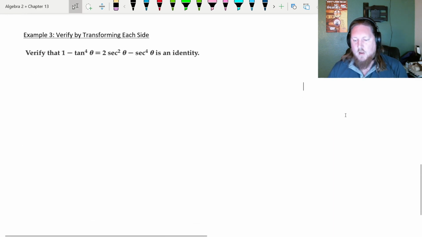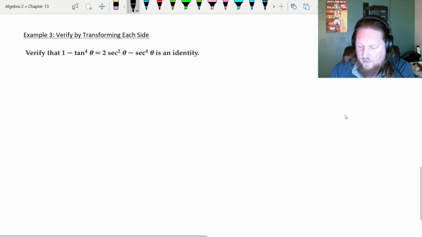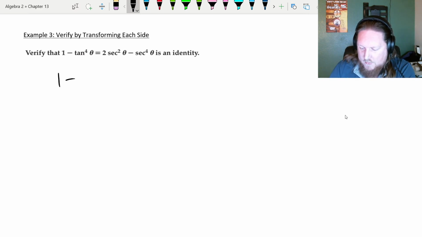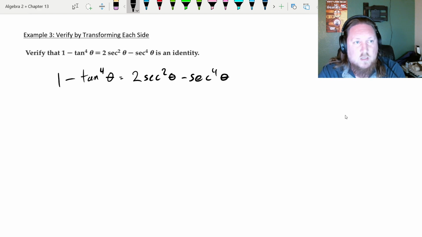Example 3. Verify by transforming each side. We're trying to verify that 1 minus tangent to the fourth power theta equals 2 times secant squared theta minus secant to the fourth power. Ooh, okay. There's also another thing that they didn't mention in there: substitution.